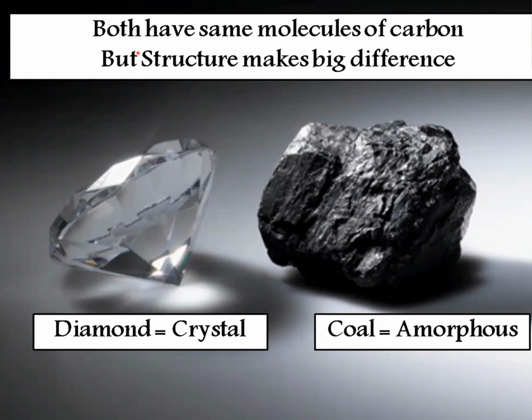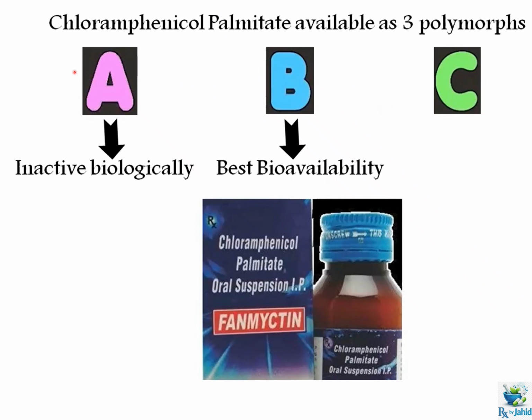We can have a better idea about polymorphism by focusing on these figures. In this figure we can see diamond, which has a crystal shape. But this is also carbon, and this is coal, which is amorphous, not having a particular shape or structure. So structure makes a big difference, we can easily understand. So these are two polymorphs of carbon.